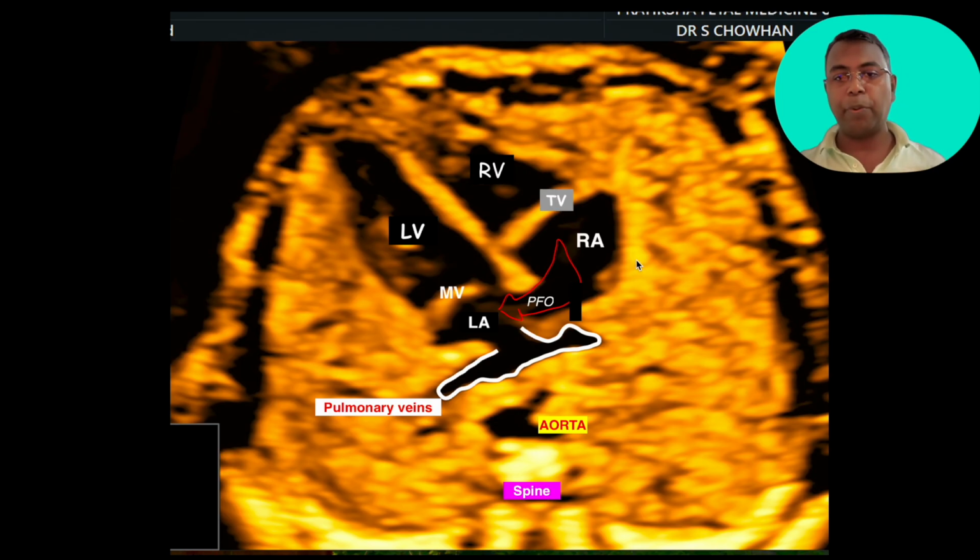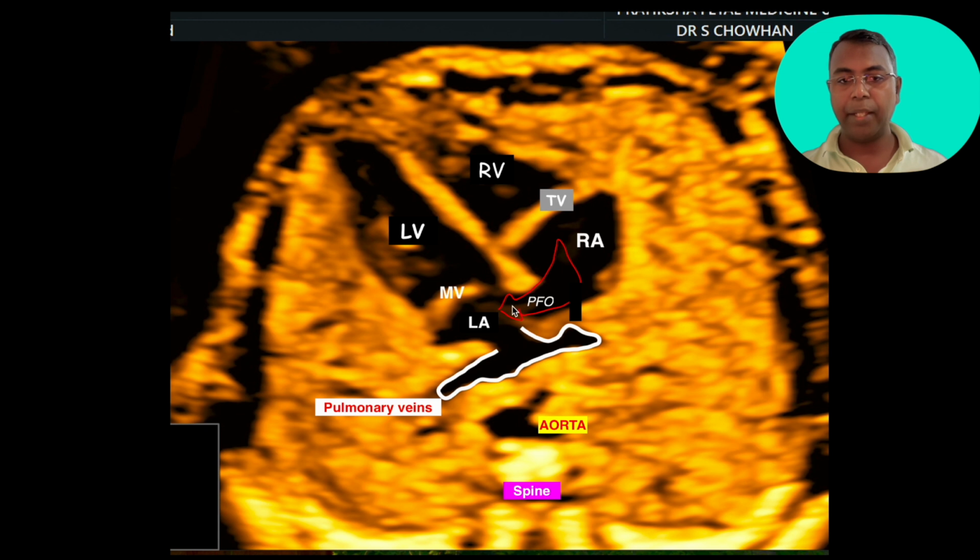Another important point in this view is to establish which one is the morphological right ventricle and which is the morphological left ventricle. The tricuspid valve always has an apical insertion compared to the mitral valve, which is pathognomonic for the right ventricle. At the same time, if you look at the apex of the heart, you can see a muscular structure. This is called the moderator band, again indicative of the right ventricle.